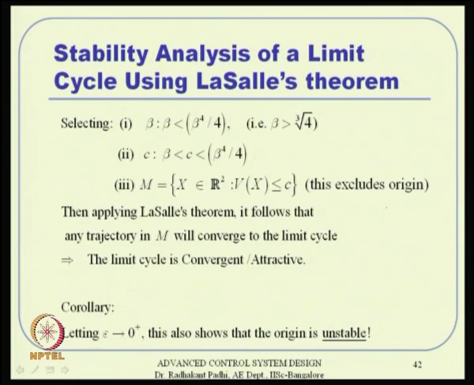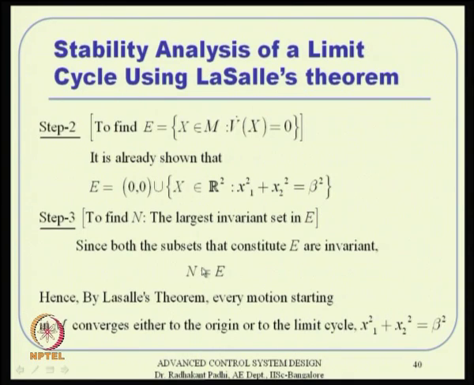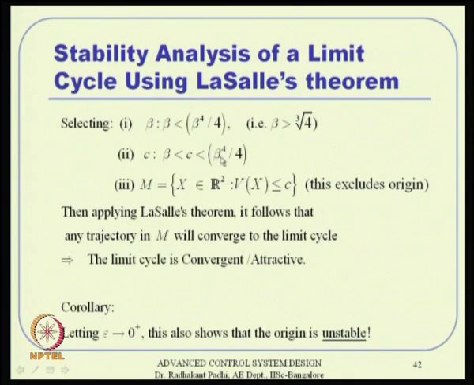So, let me select a beta which satisfies this condition. This beta is less than beta to the 4th by 4. That means I limit my beta to be in this range, and then I define a C which is in between these values. Then if I apply LaSalle's theorem, ultimately it tells me that all trajectories that start in M will eventually converge to N. That is the meaning of this. So, if I define a cycle like that, why am I doing all that? Because I am excluding the origin.